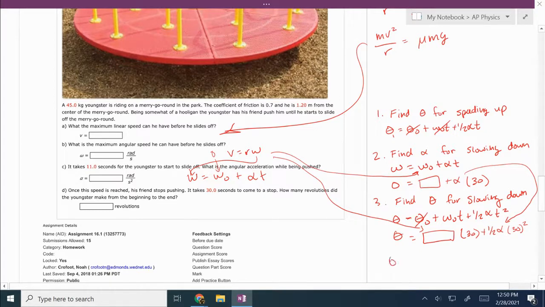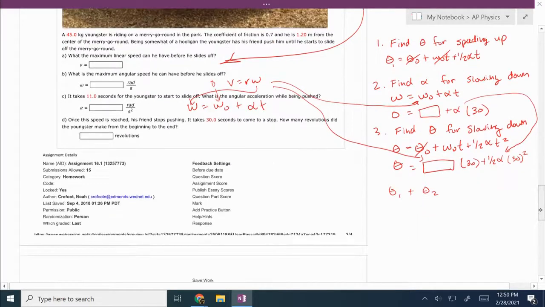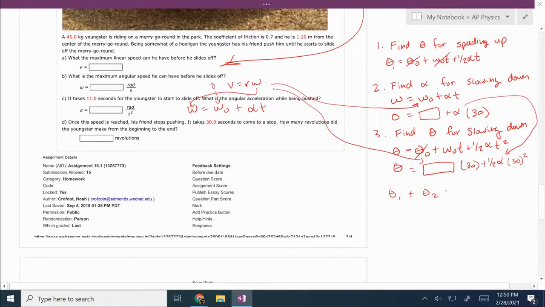And then as before, add the two thetas together to get your theta total. And since you're looking for revolutions, take the theta total and divide by 2 pi to get the number of revolutions, which will give you your answer.